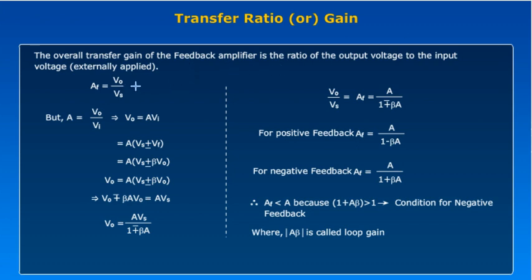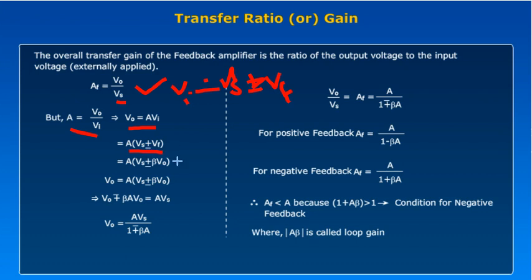So the feedback amplifier gain AF is equal to the output V0 over the externally applied voltage, the signal source Vs. But for the basic amplifier without the feedback, the gain is A equal to V0 by Vi. Therefore from this we can write V0 is equal to A into Vi. Now the Vi is nothing but the signal source Vs plus or minus the output from the feedback network, Vf. So if we substitute the Vi value here, we get A into Vs plus or minus Vf.